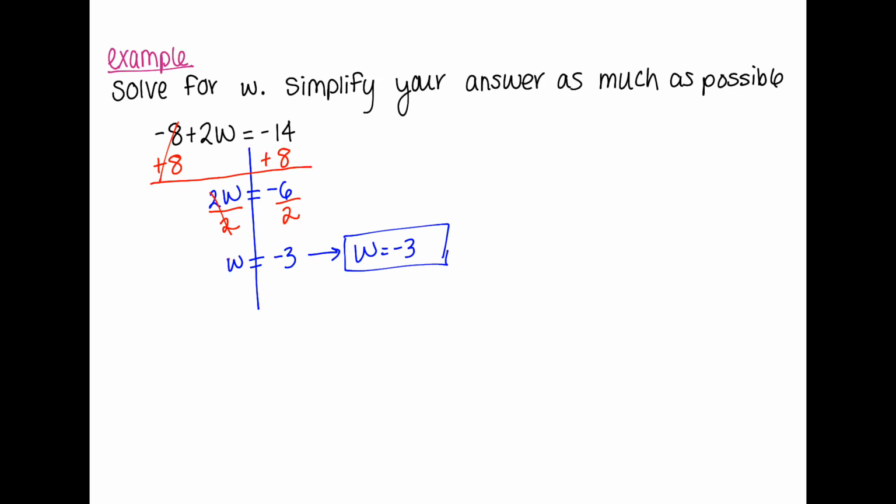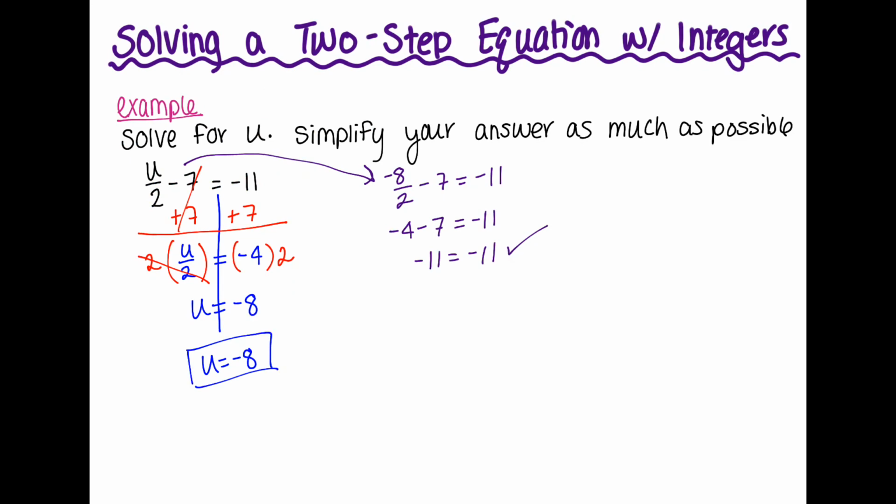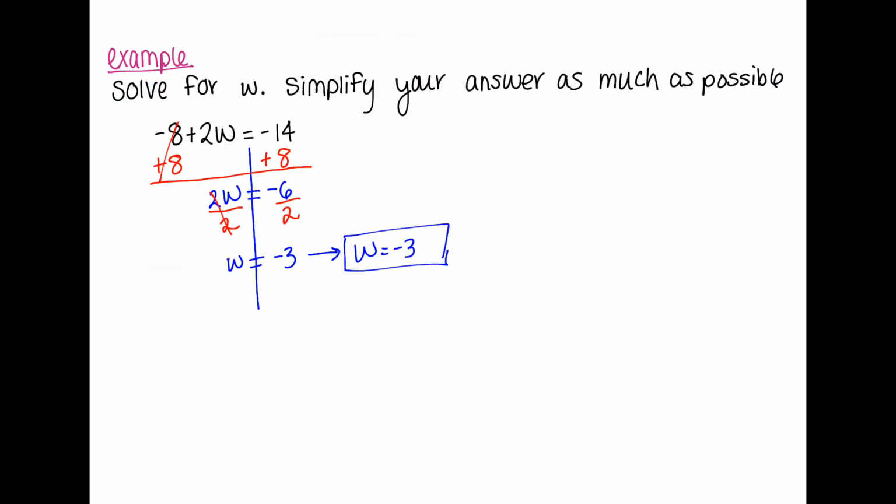So what you're looking for here is getting rid of that extra number part by either adding or subtracting, and then depending on what you have here, if it's 2w, you end up dividing by 2. If it were w over 2, then you would multiply by 2 like we did in this first example here. And that's all there is to this.